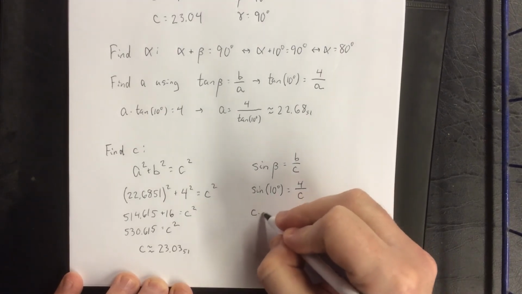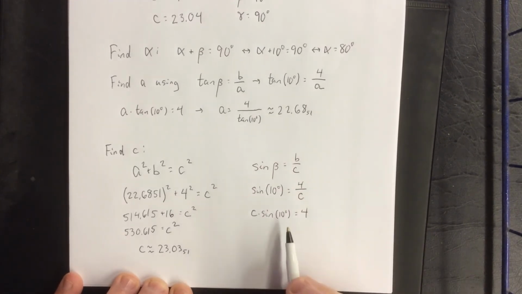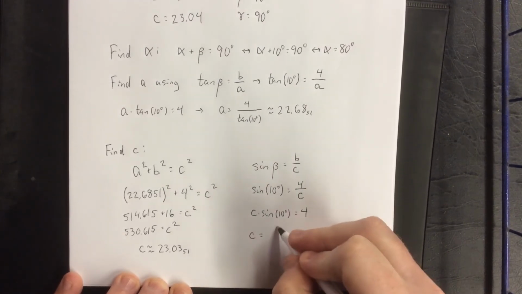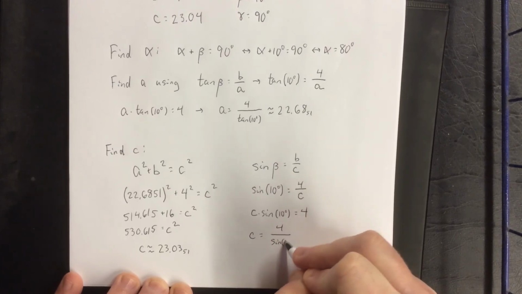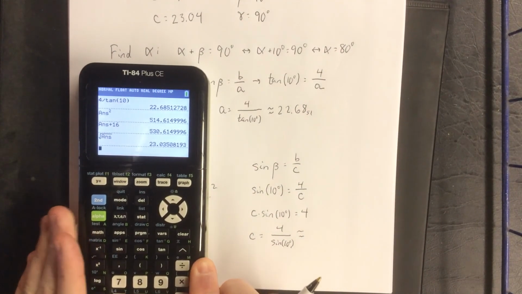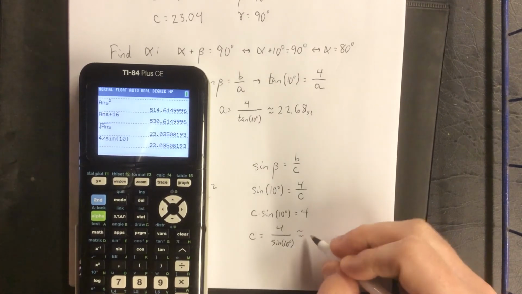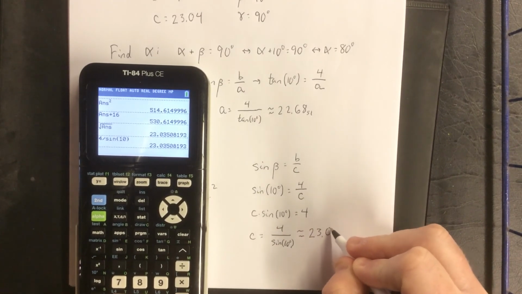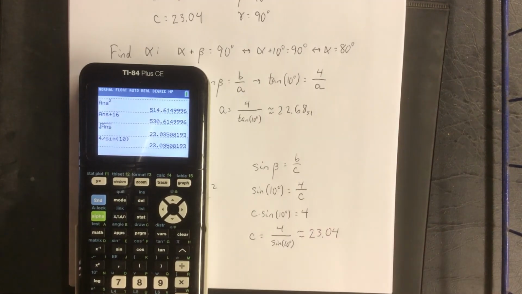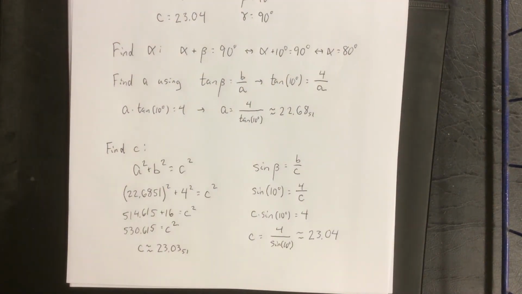Multiply both sides by c, similar to what we did above. We get c times the sine of 10 degrees is 4. So c is equal to 4 divided by the sine of 10 degrees. So with that in mind, going back to the calculator, if I perform this calculation, 4 divided by the sine of 10 degrees, you'll notice that we wind up getting the same result. So do be sure to hold on to your rounded answers a couple extra decimal places so that you won't run into any rounding errors for your final answers.